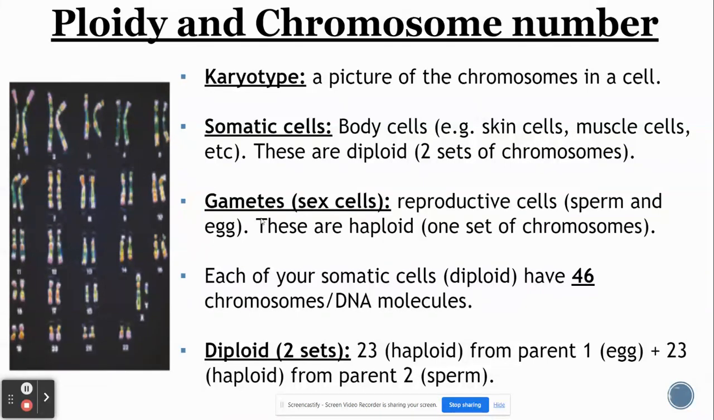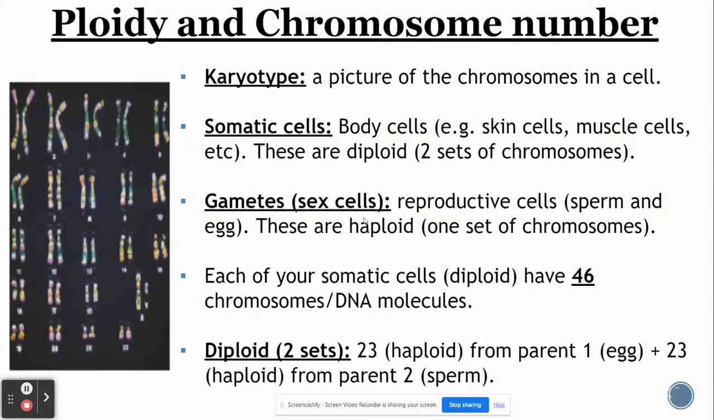Of those 46 chromosomes, 23 come from one parent, 23 come from the other parent. So 23 in the egg, 23 in the sperm. When they combine, they make 46. Your body cells, like skin cells, muscle cells, those are called diploid because they contain the 2 sets of chromosomes, 23 from each parent.